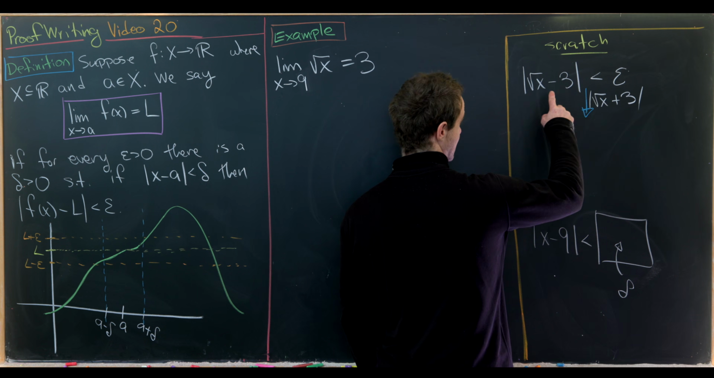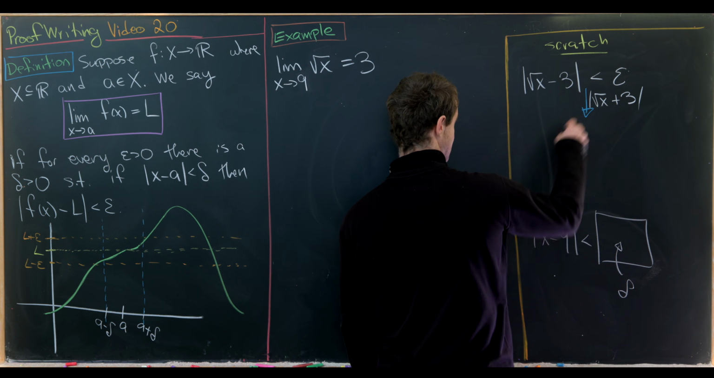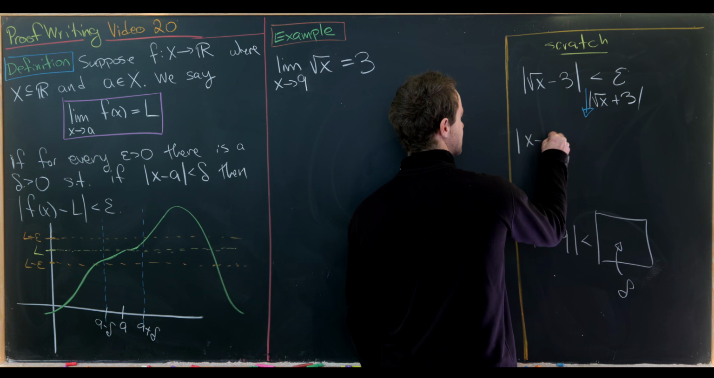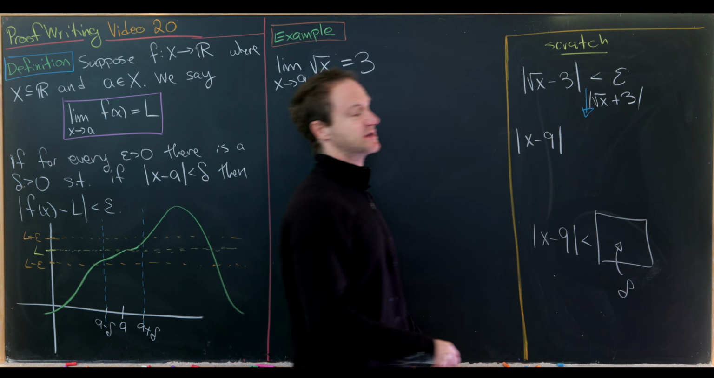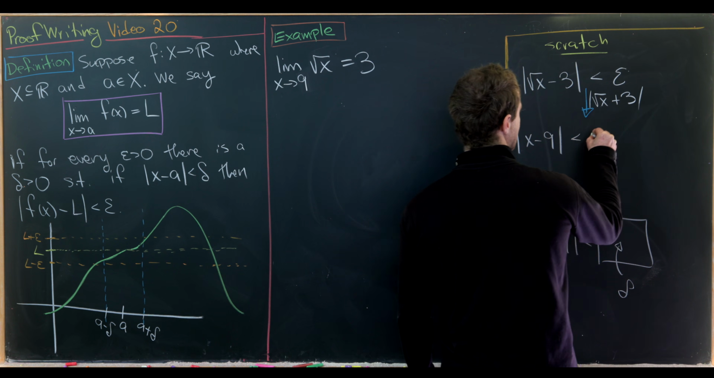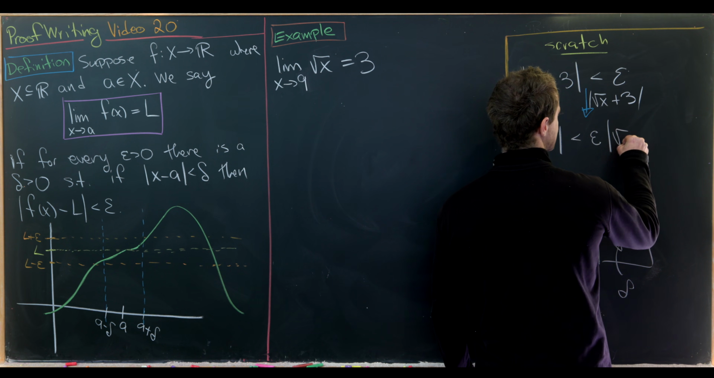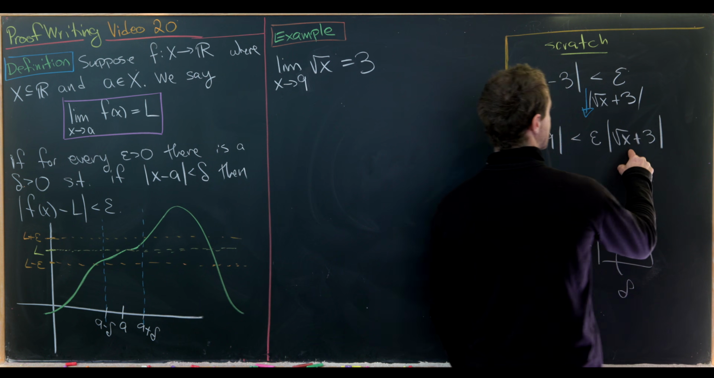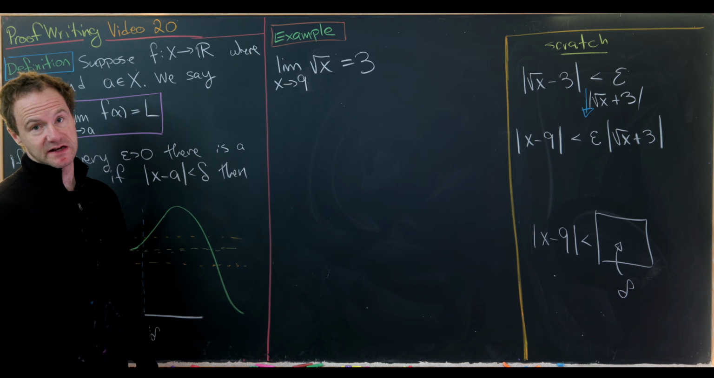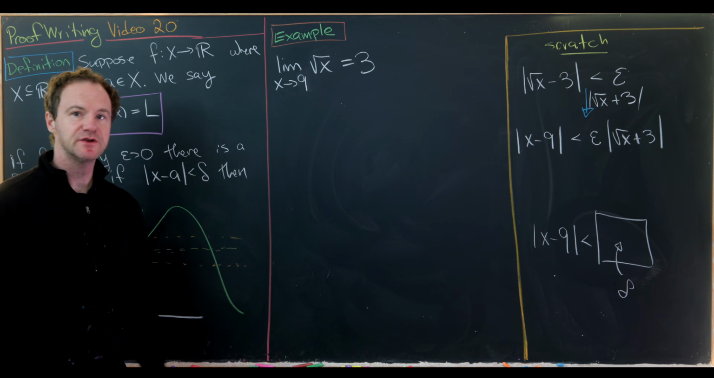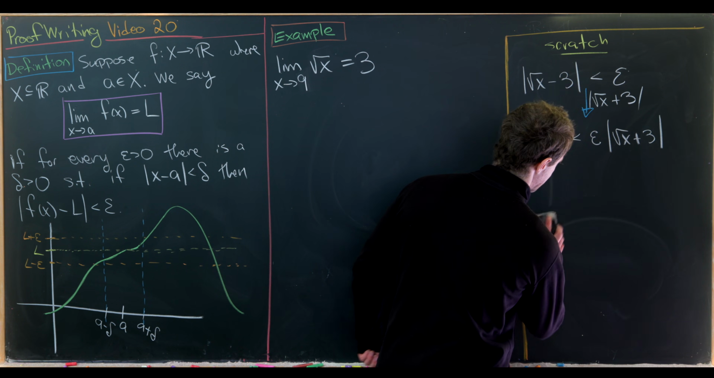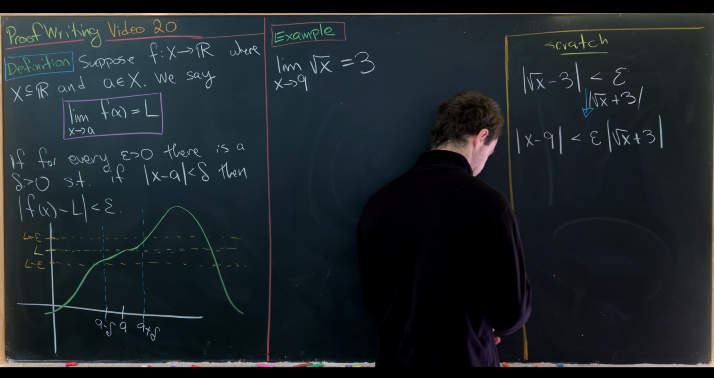Okay, so multiplying both sides of this inequality by this term will give us absolute value of x minus 9 on the left-hand side, because square root of x squared is x. And then on the right-hand side, we will have epsilon times the absolute value of the square root of x plus 3. And now we need to bound this square root of x plus 3. And I think we can do that the same way as we did before, but I'm going to need a little bit more room, so let's get rid of this, just keeping in mind that's where we're going.